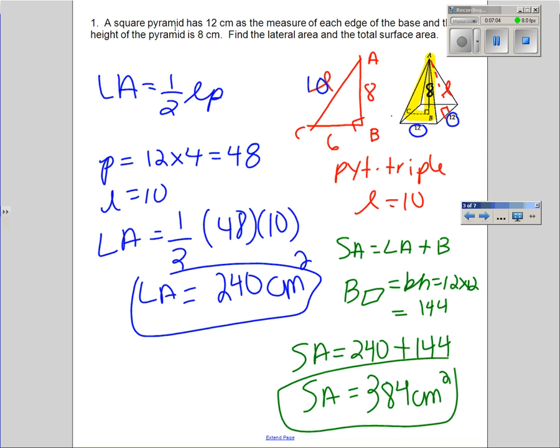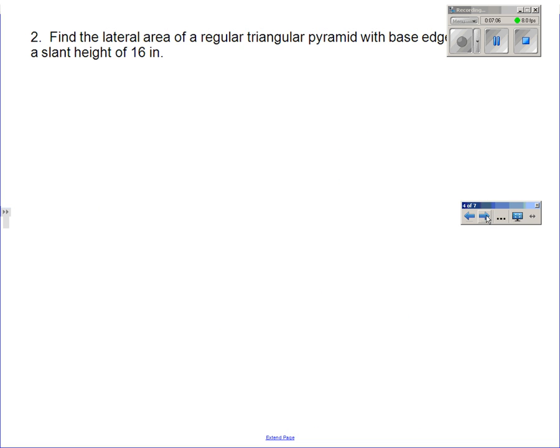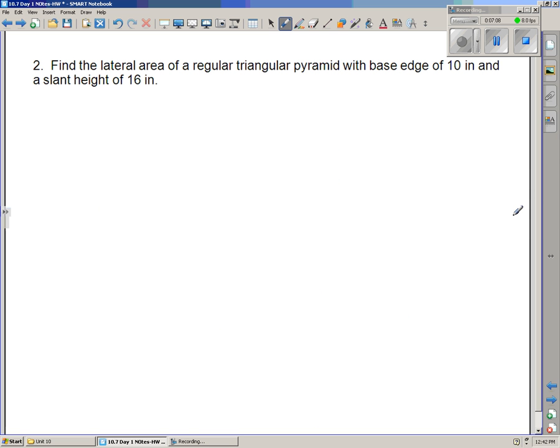Let's try the next one. Find the lateral area of a regular triangular pyramid whose base edge is 10 inches and it's got a slant height of 16. Well, slant height, we already know, happens to be L. We've got our base edge being 10. So it's a triangular pyramid.